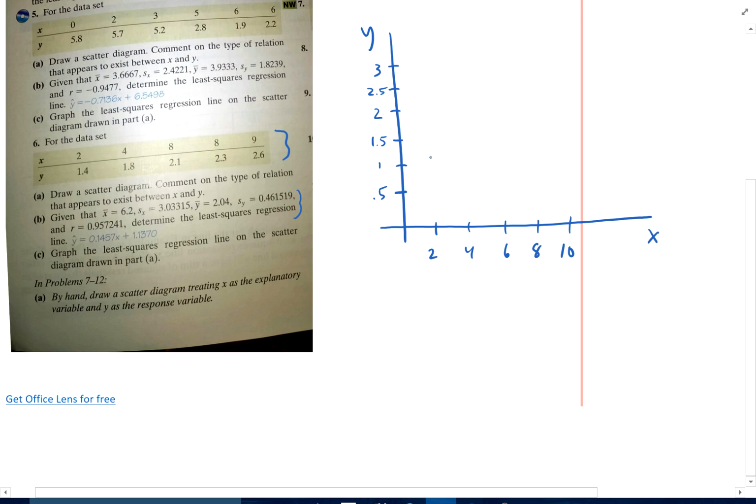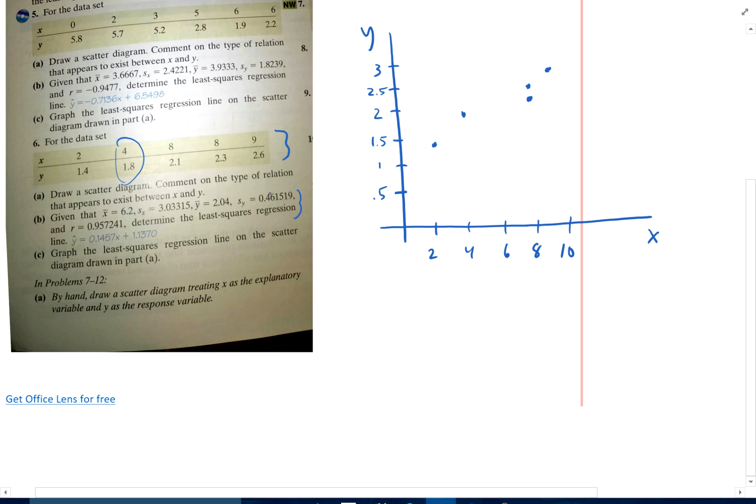So 2 comma 1.4, 4, 1.8, 8, 2.1, 8, 2.3, and 9, 2.6. Comment on the type of relation that appears to be between x and y. It looks linear. It looks like it's positive linear, heading upwards, like that.